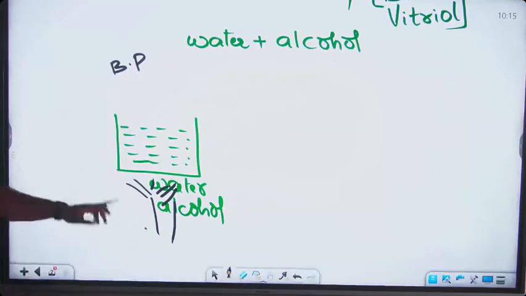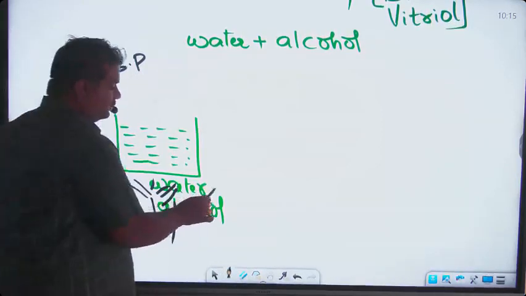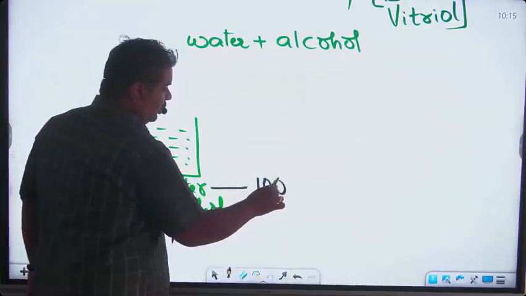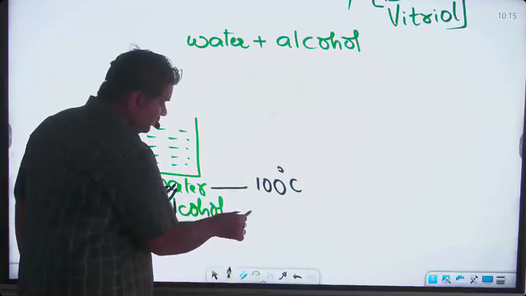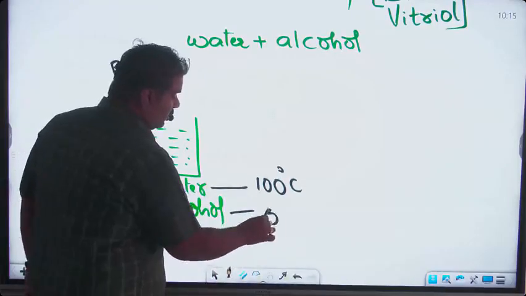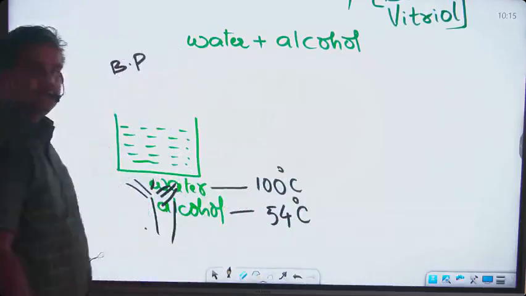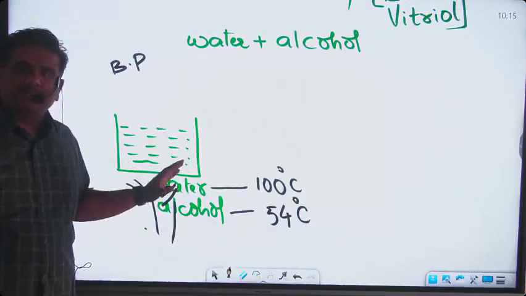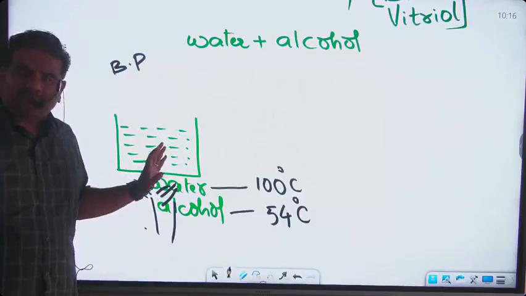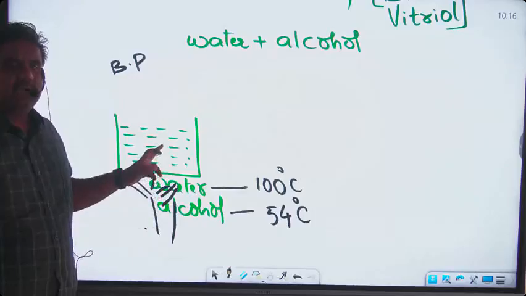Now here we are having two things, water as well as alcohol. What is the boiling point of water? We know that the boiling point of water is 100 degrees centigrade. Now, if you talk about the case of alcohol, the boiling point of alcohol is just 54 degrees centigrade. And the moment you are heating this mixture to a temperature of 54 degrees centigrade, the alcohol gets converted to the vapor form.